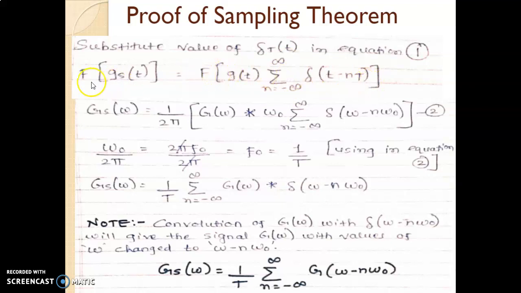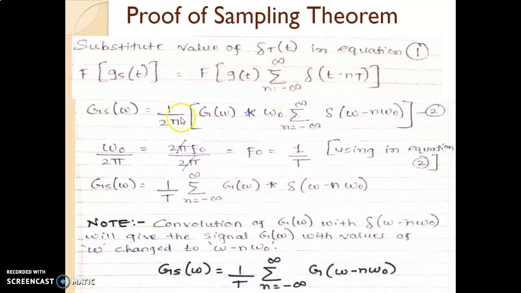Now we are going to take the Fourier transform of this. This is the complete time domain, and we are converting it into the frequency domain. So taking the Fourier transform, multiplication here will be converted into convolution. So the Fourier transform of gs of t is gs of omega. The Fourier transform of this complete expression is 1 by 2 pi, G of omega convolved with the Fourier transform of the impulse train, which will be omega 0 into summation of n is equal to minus infinity to infinity delta of omega minus n omega 0. This is our equation number 2.